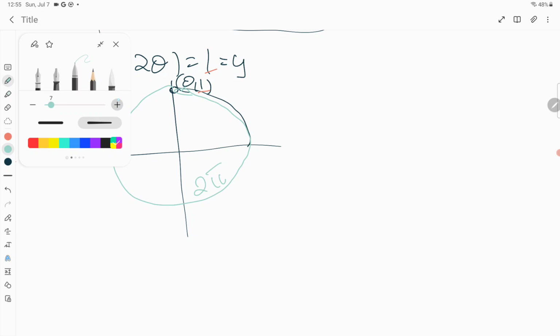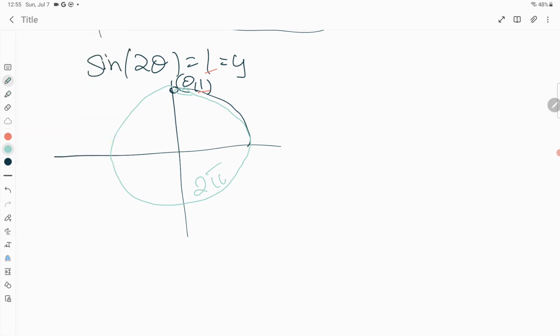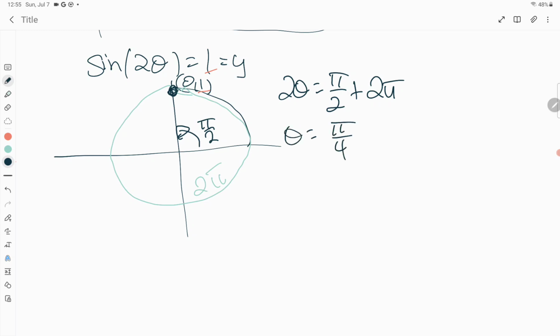Okay? Let me thicken this. So that means you can say the following. 2 theta has to be equal to the initial pi over 2 to come up to here, and then one more rotation. So pi over 2 plus 2 pi. So then you're going to have theta equals pi over 4, dividing by 2, multiplying by 1/2. So 2 pi divided by 2 is just a single pi. You really want to make sure this also belongs to the interval from 0 to 2 pi.